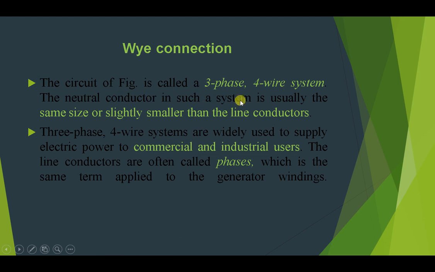The neutral conductor in such a system is usually the same size or slightly smaller than the line conductor. Three-phase 4-wire systems are widely used to supply electric power to commercial and industrial users. In our homes, shops, industries or restaurants, mostly we use single phase. From this we take a tap from the three-phase system. So there is also a neutral, so mostly distribution is done with a three-phase 4-wire system. Line conductors are often called phases, the same term applied to the generator windings, meaning phase 1, phase 2, phase 3, or phase R, phase Y, phase B.